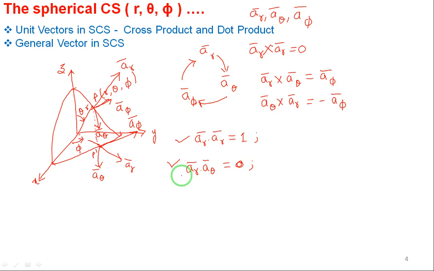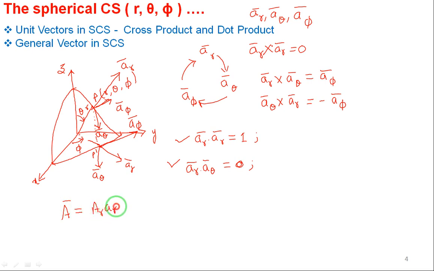So here we have seen how to take the cross product and dot product of unit vectors in the spherical coordinate system, right? Then how do we write the general vector in the spherical coordinate system? We have written the general vector in Cartesian and cylindrical. Let me take vector A. I can take anything, but I always use the letter A. How do we write the general vector in the spherical coordinate system?